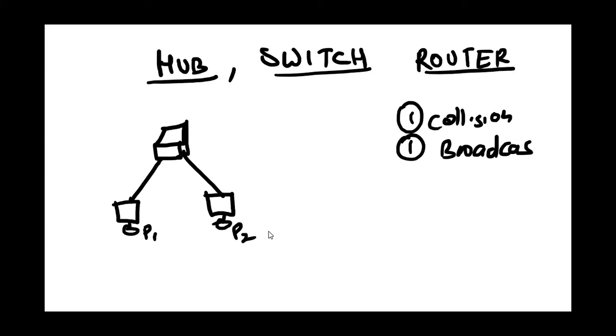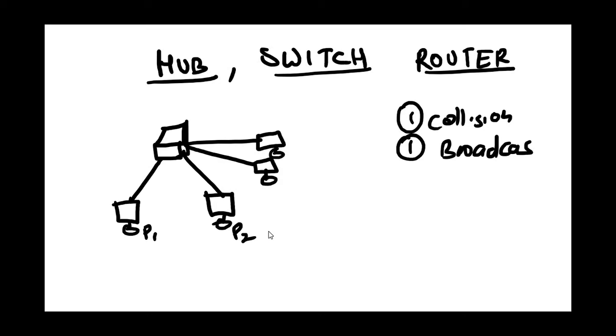That means if we add two more PCs, let's say P3 and P4 are the two PCs we added, and P1 has to send a message, then the message will be delivered to all the PCs, even the two PCs who don't want to receive the message. So this is the problem of the hub. It simply broadcasts the message to all the devices that are connected with the hub.